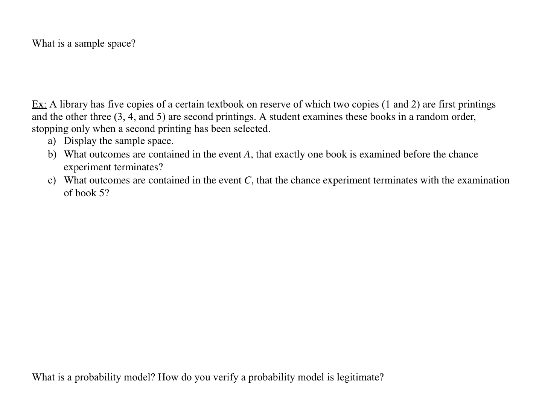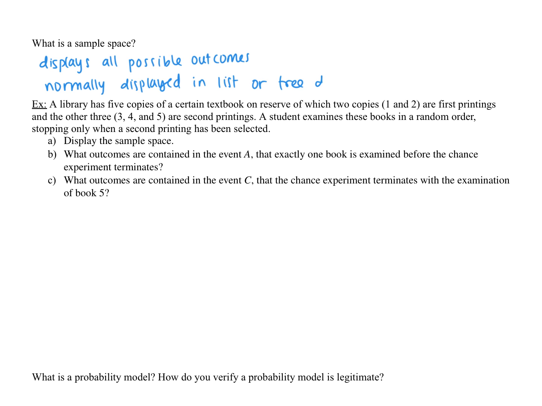Okay, so let's move on. Vocab word, sample space. The sample space displays all possible outcomes. So yeah, displays all possible outcomes. A sample space is normally displayed in a list or what we call a tree diagram. So we're going to do an example where I show you how to map out a sample space.